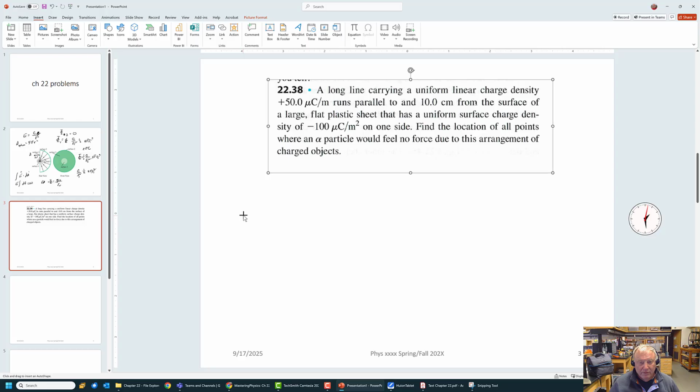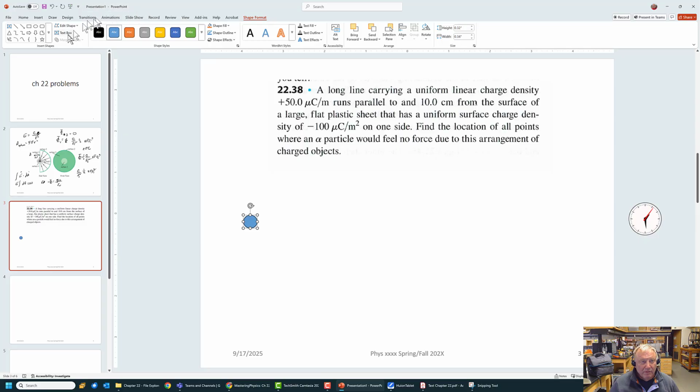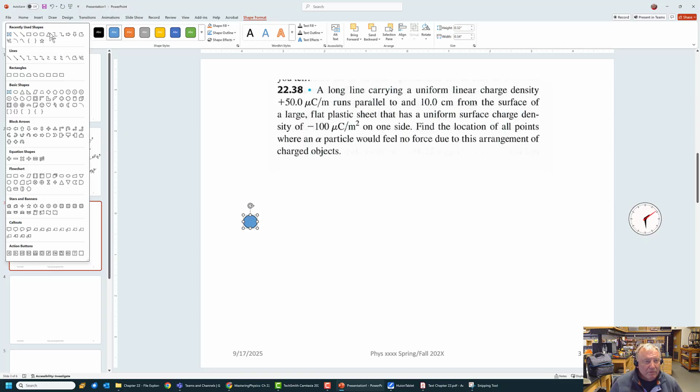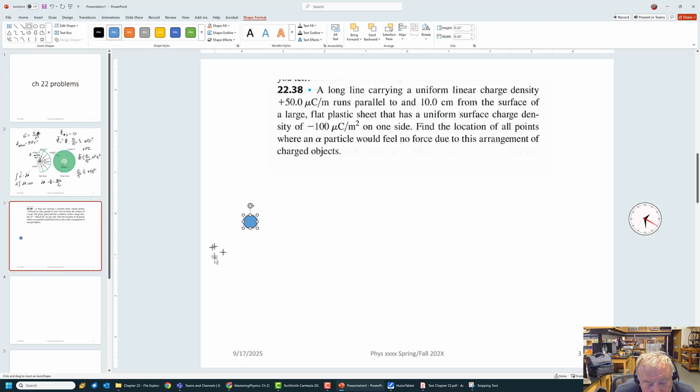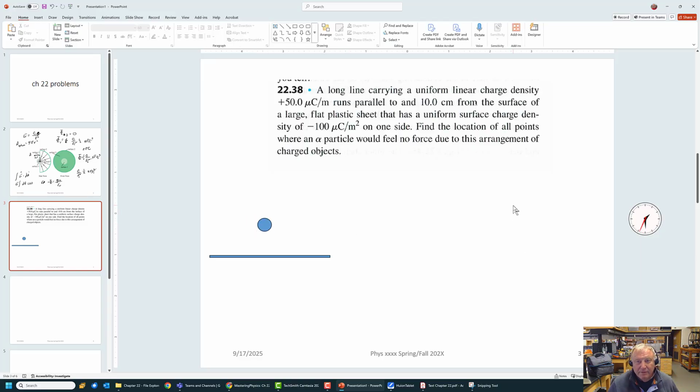So, we got a line charge. And, boy, I wonder if this thing has a three-dimensional shape. Well, we'll be here forever. So we'll just assume it's centered. Okay.